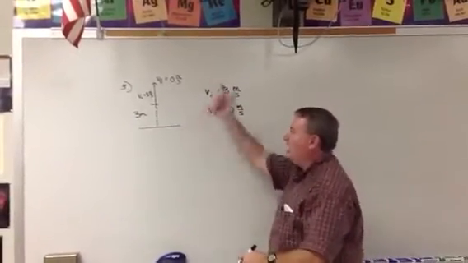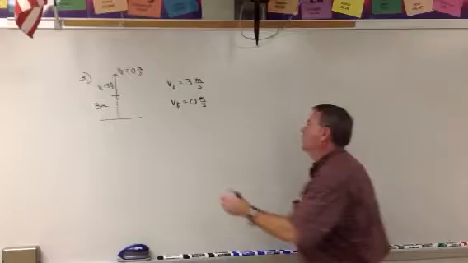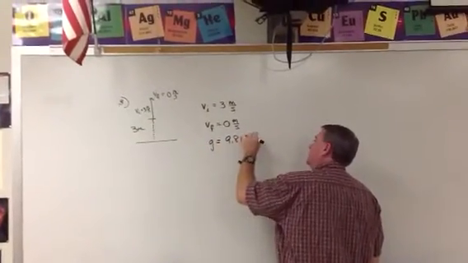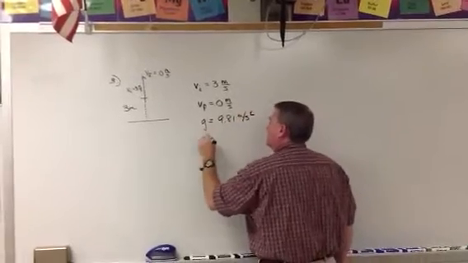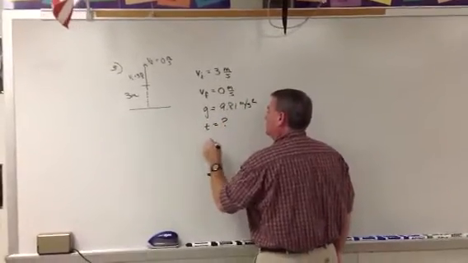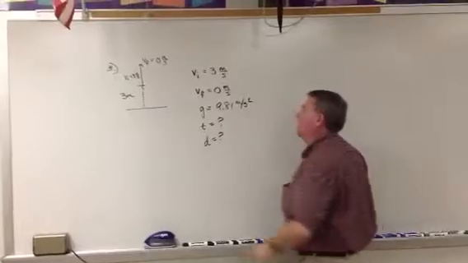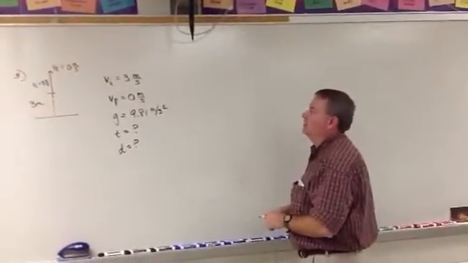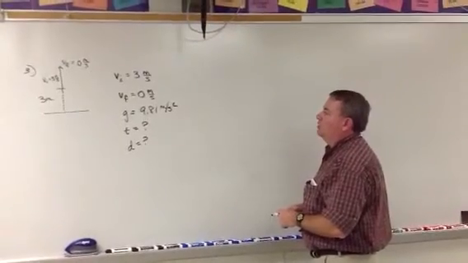Do we know how high up it's going to travel? No. Do we know gravity? Yes, 9.81 meters per second squared. So we don't know how long it's going to take, and we don't know the distance it's going to take to get to the point of the final velocity equaling 0. All right, so let's look at this.